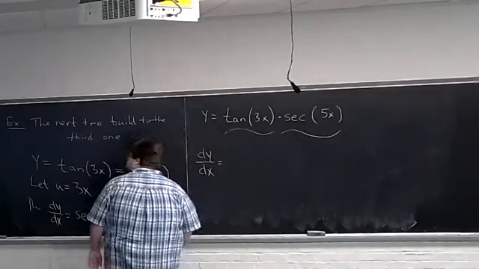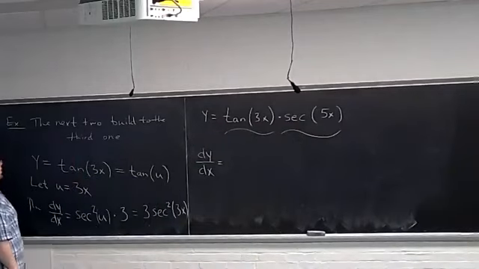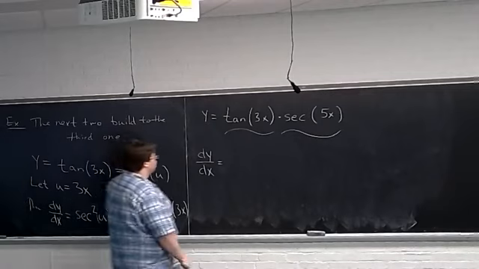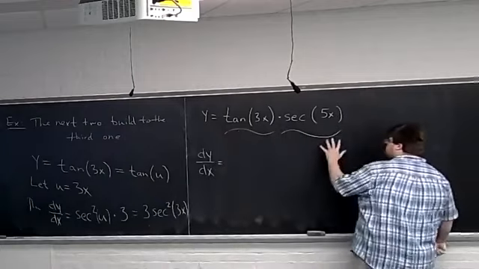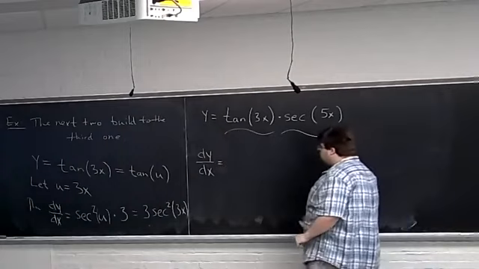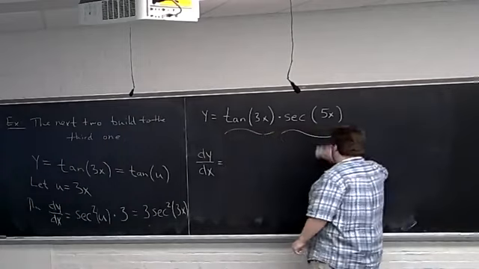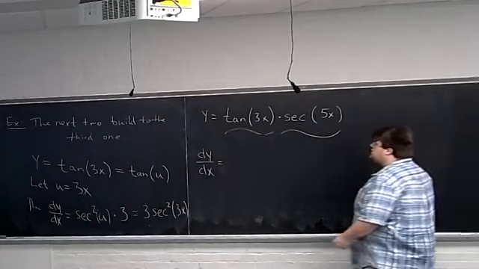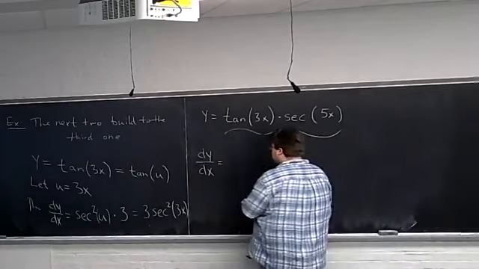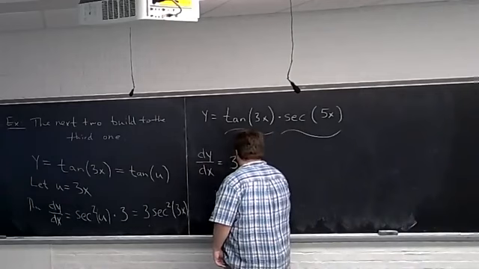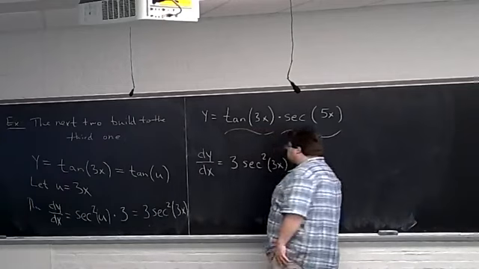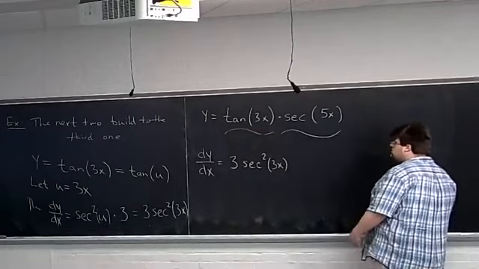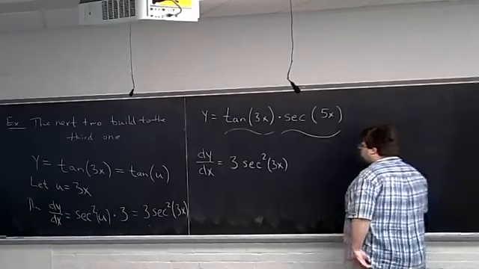Is this going to fit? I think it will. We need a product rule. What does the product rule say? Well, it says derivative of this times this plus this times derivative of this. So first we need the derivative of tangent of 3x, which we found in that example. So we have 3 secant squared of 3x is the derivative of the first. What does the product rule say to do next? Take the second.